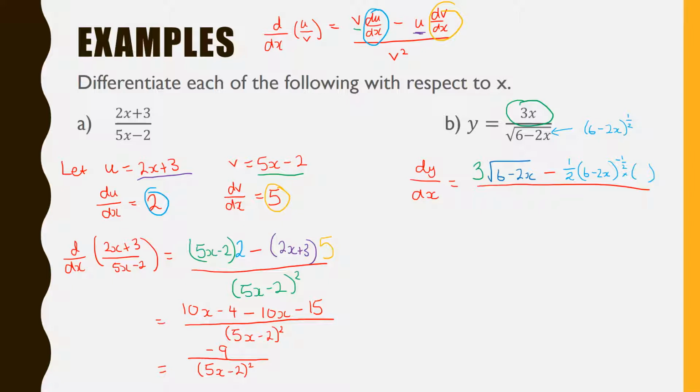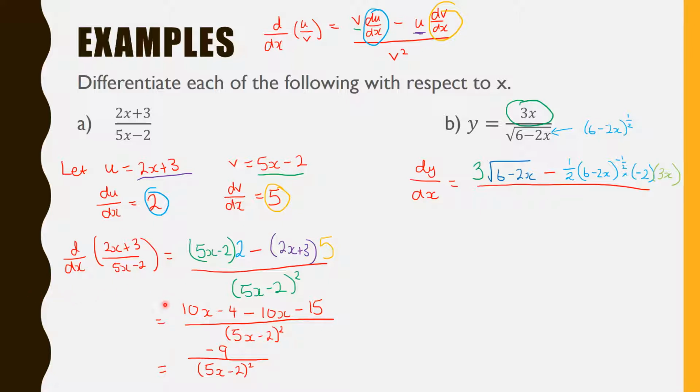Derivative of 6 is 0. The derivative of negative 2x is negative 2. So that's the derivative of the denominator. And we multiply this by the numerator, 3x. So if we're noticing what's happened, just think about this carefully for me.